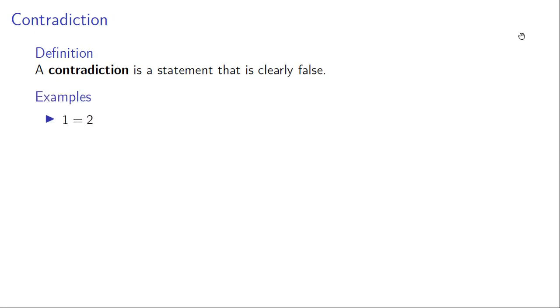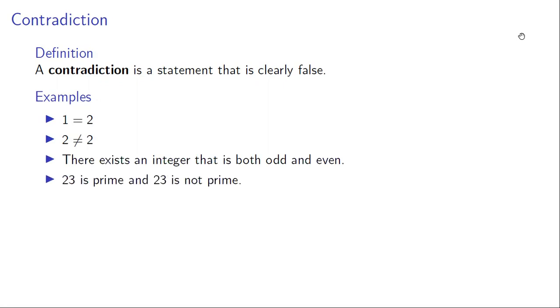So some examples, the statement 1 equals 2, that's a clearly false statement, right? There are some statements that aren't clearly false, so those would probably not be called contradictions, but this is a statement that's clearly false. Here's another one, 2 is not equal to 2. That's a clearly false statement. There exists an integer that is both odd and even. That's clearly false because every integer is obviously either odd or even.